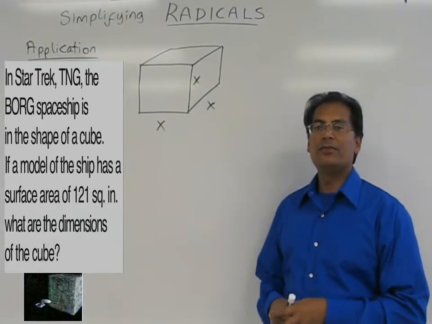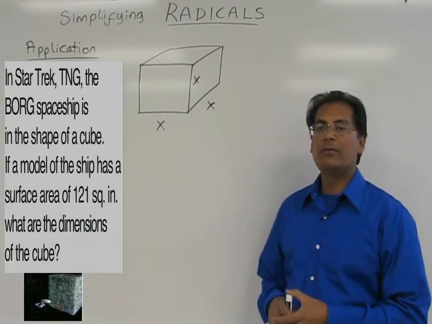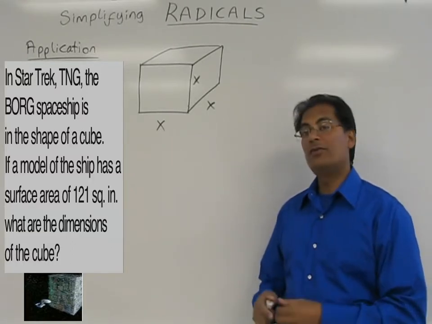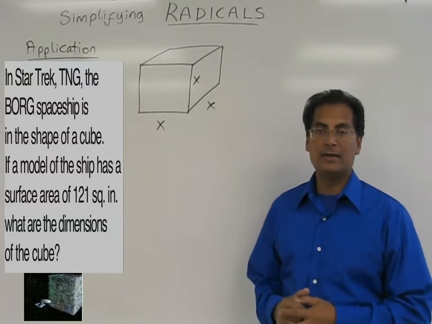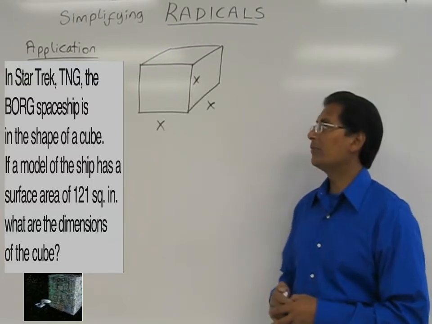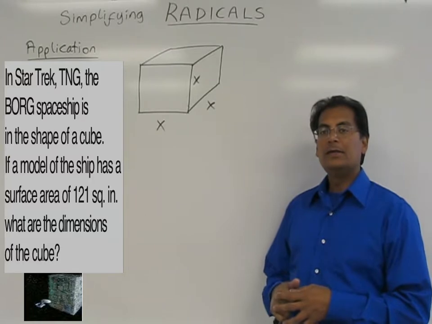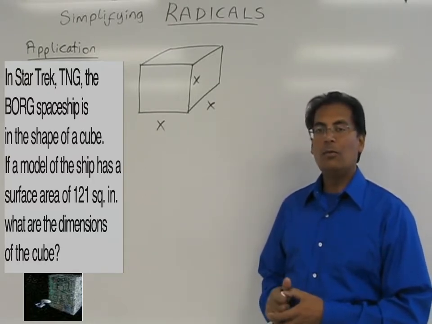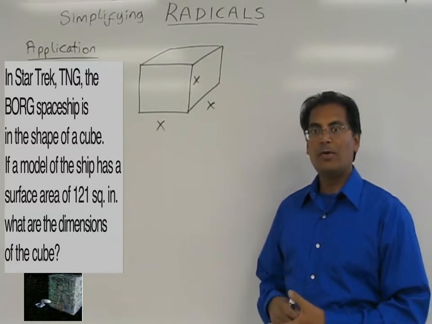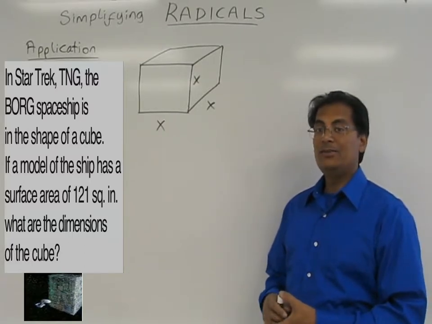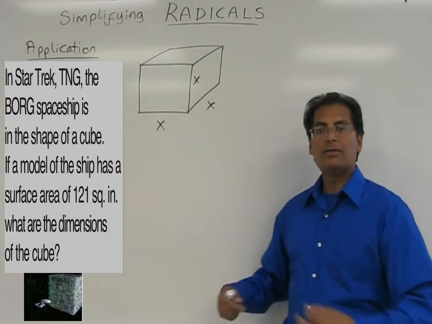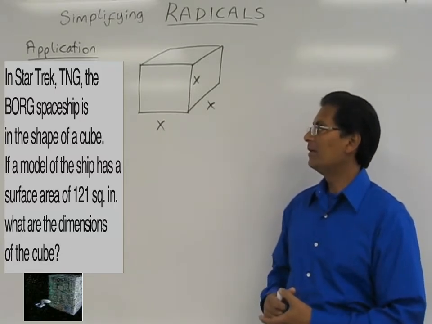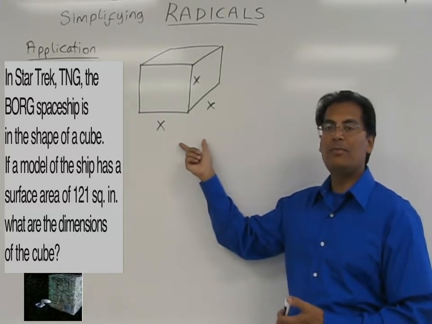Here's a neat application of cube roots and square roots and radicals in general. There's a show on TV, or was on TV, and they make movies called Star Trek. There was a particular series called Star Trek The Next Generation. One of the enemies of humankind on that show was some beings or robots called the Borg. And they have a ship in the shape of a cube. They go around assimilating and kind of eating everything in space. But regardless, their ship is the shape of a cube.